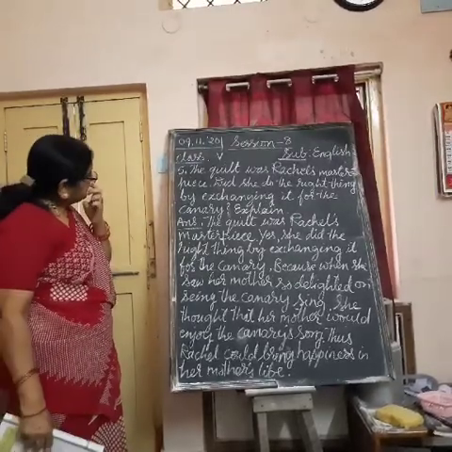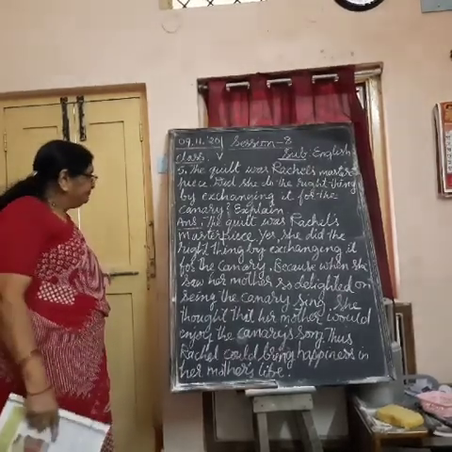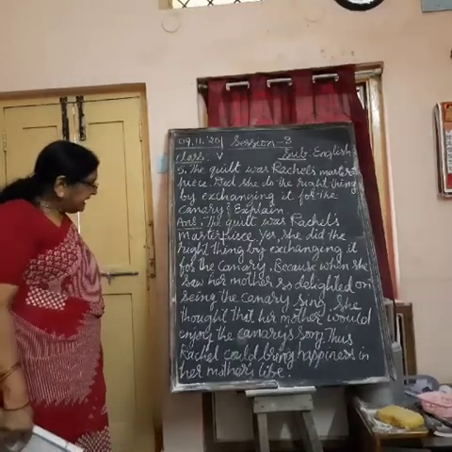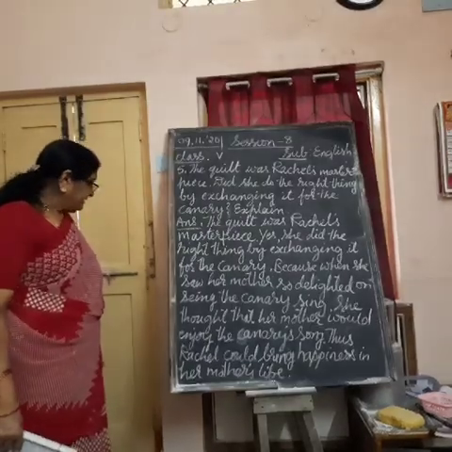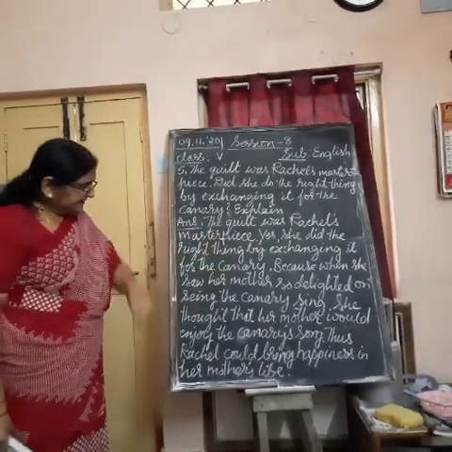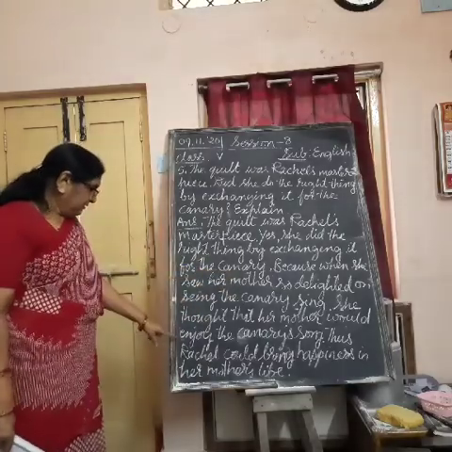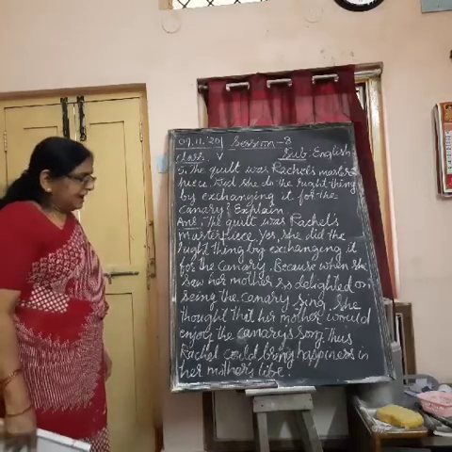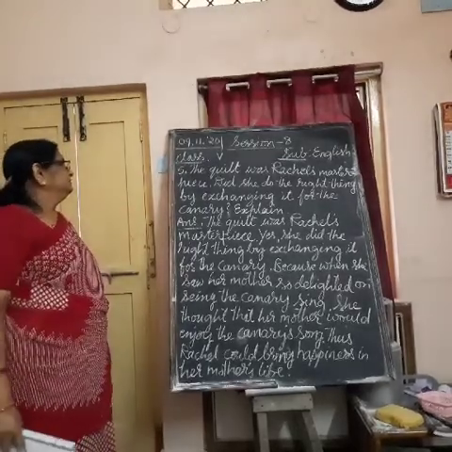Did she do the right thing by exchanging it for the canary? Explain. The quilt was Rachel's masterpiece. Yes, she did the right thing by exchanging it for the canary, because when she saw her mother so delighted on seeing the canary sing, she thought that her mother would enjoy the canary's song. Thus, Rachel could bring happiness in her mother's life. Understand?